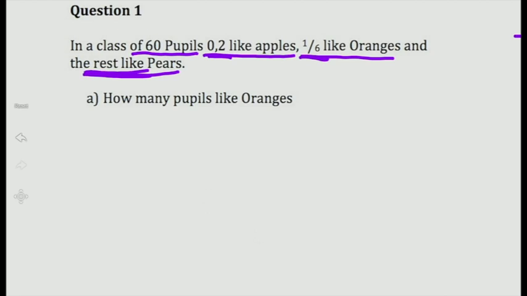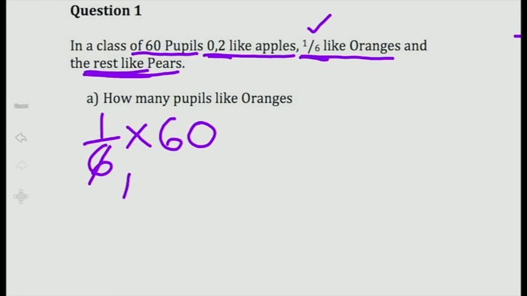How many pupils like oranges? We need to go to the question and locate the fraction that represents those who like oranges. In this case, 1/6 represents the fraction for those who like oranges. So take your 1/6, multiply it by the total number of pupils in this classroom. We are told that there are 60 pupils in this class. So we have to say 1/6 of 60.